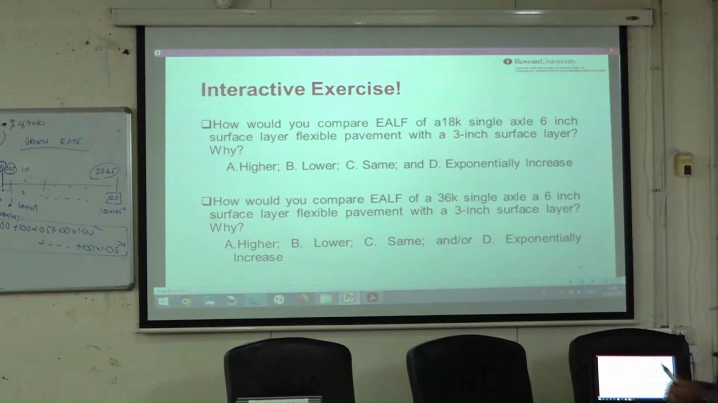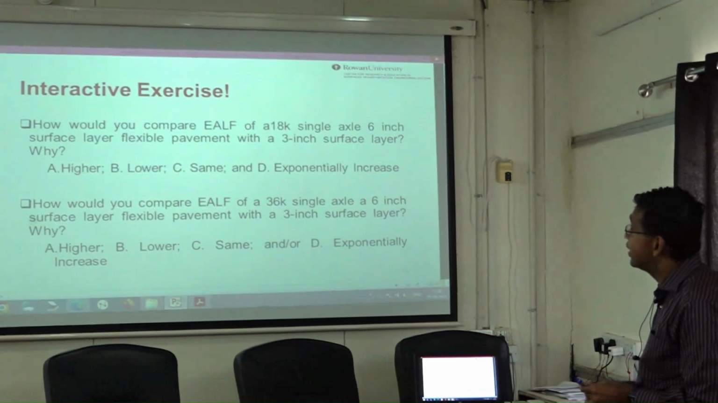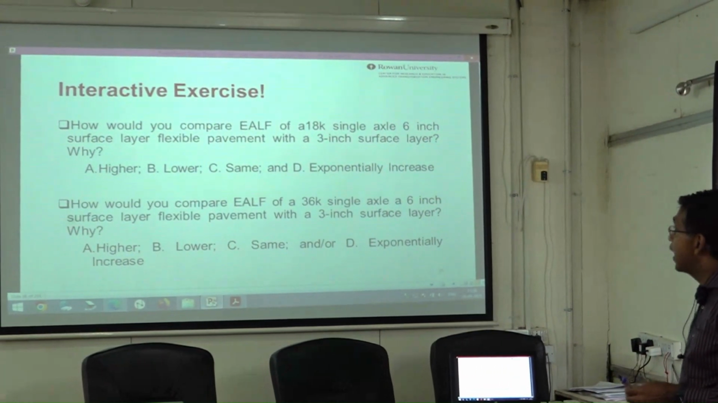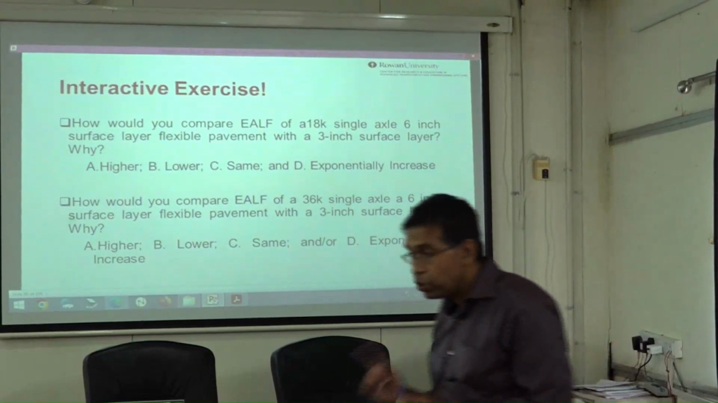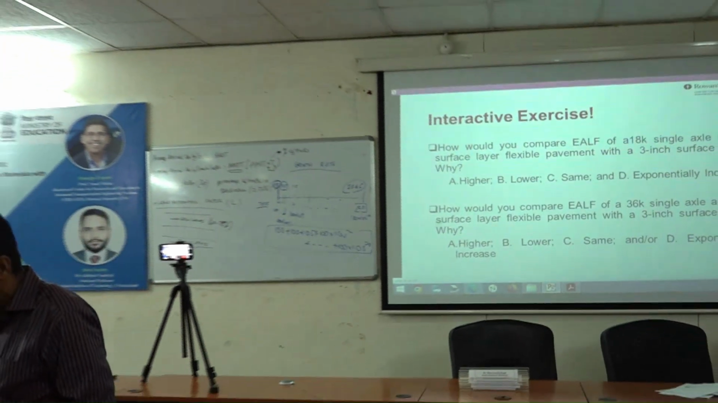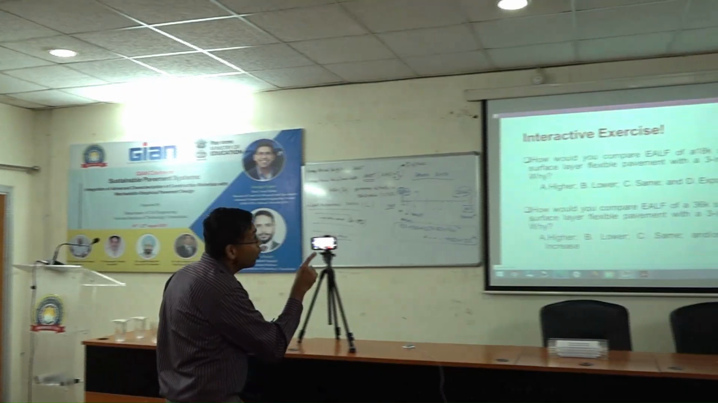All right, let's look at this. How would you compare ELF of an 18 kip single axle for a 6-inch surface layer with a 3-inch surface layer? Higher, lower, same, or exponentially increase? Using the concepts I explained to you about thick and thin pavement, can you go in a group and answer me in 5 minutes? The first one: how would you compare ELF?